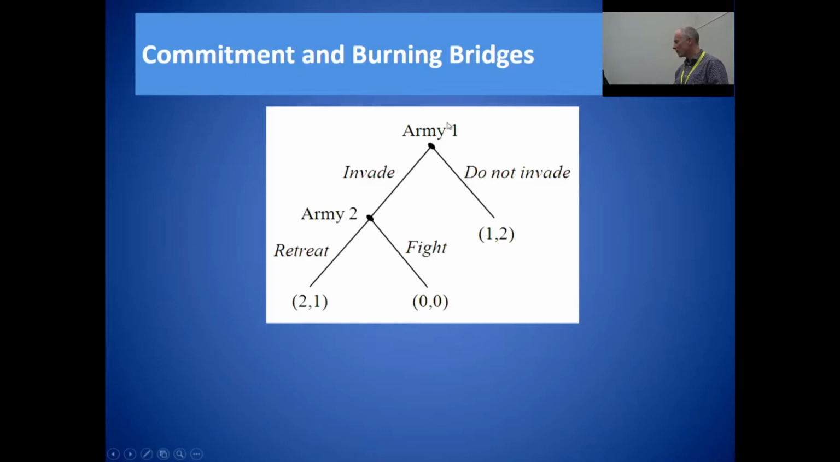We said we've got Army 1 makes the choice of invade or to stay put, not to invade. If Army 1 chooses to invade, then Army 2 chooses to retreat or to fight. So we've got these outcomes, 0, 1 and 2. 0 is the least preferred, 2 is the most preferred. Exact same game, only the labels have changed.